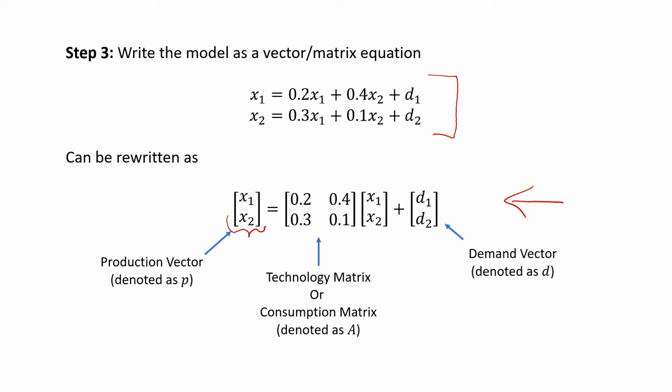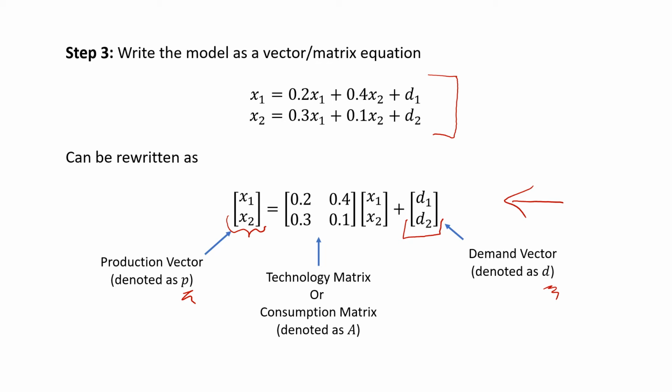The x1, x2 vector, which is the total production for each sector, is called the production vector. And in these equations, it's normally denoted by the letter P. The surplus, which we call the D1 and D2, that's called the demand vector. And it's normally denoted using the letter D. That's the surplus we have, or the demand we have to meet, depending on the exact problem we're looking at.